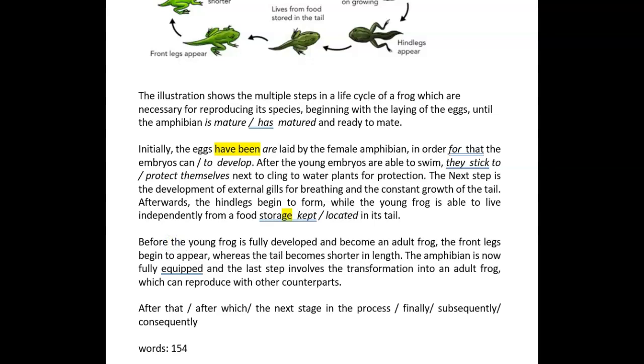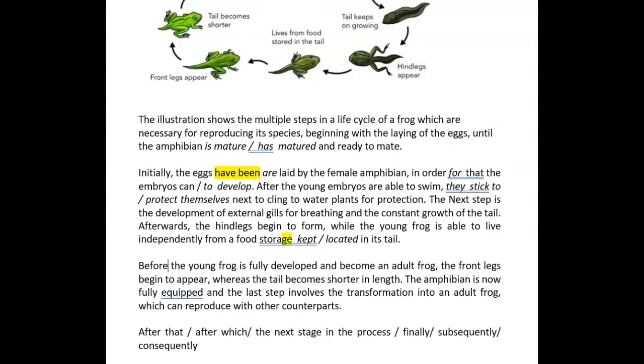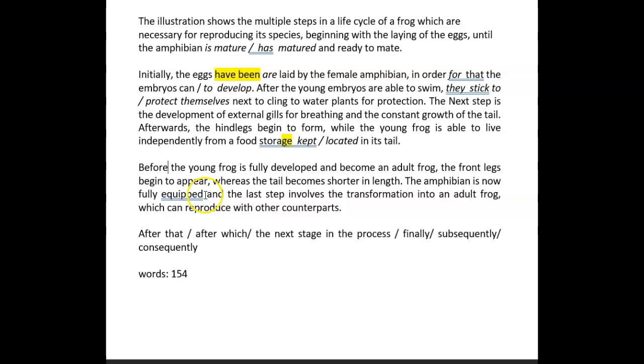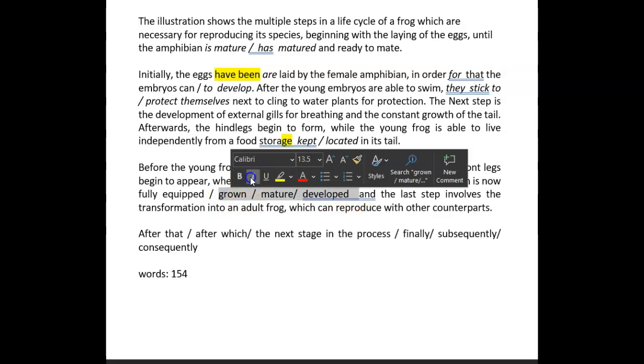Before, no comma, before the young frog is fully developed and becomes an adult, the frontlets begin to appear whereas the tail, good, lovely. The amphibian is now fully equipped. Excellent. Fully equipped. Yes, fully equipped. Maybe fully grown. Maybe equipped is more like, I'm not sure if we get equipped as we grow up. Grown, mature, developed. I think any of those would probably be a little bit better.